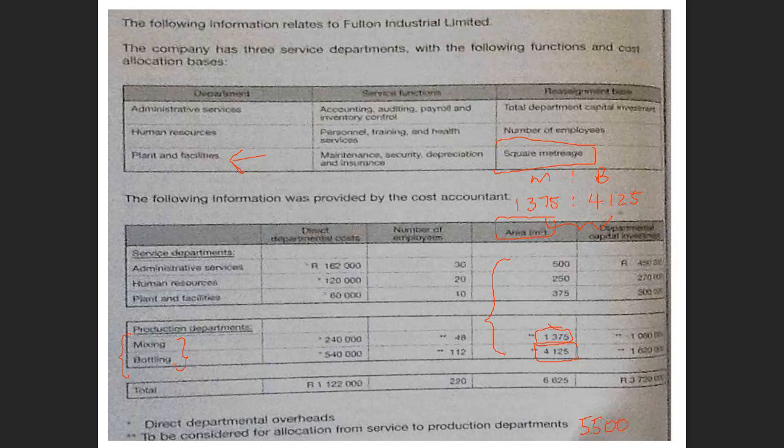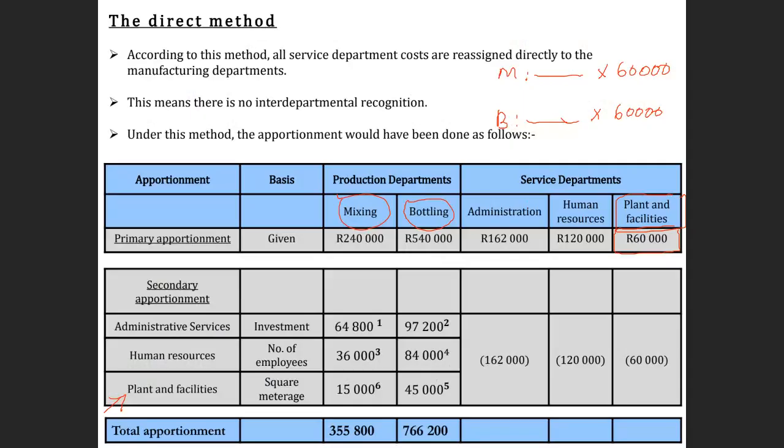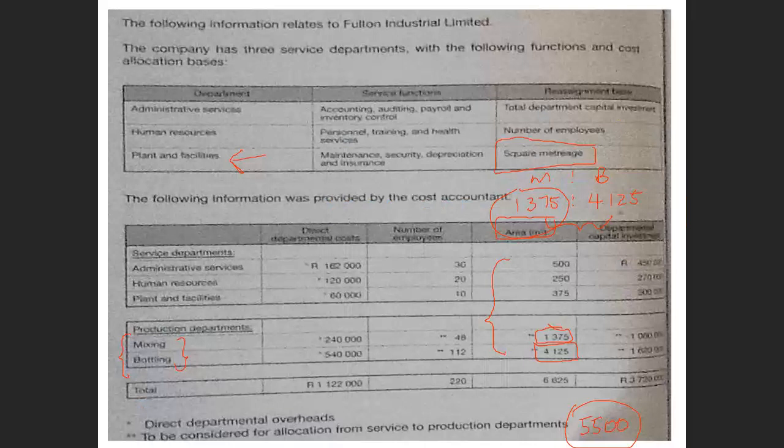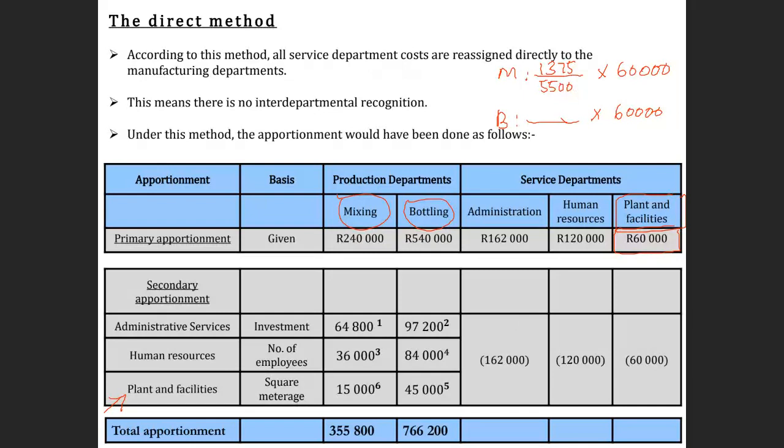5,500. So for mixing, it's 1,375 out of the 5,500. So we'll write that here, 1,375 out of the 5,500. And for bottling, it's going to be 4,125 out of the 5,500. So here, 4,125 out of the 5,500. And you will multiply each one of them by your 60,000.